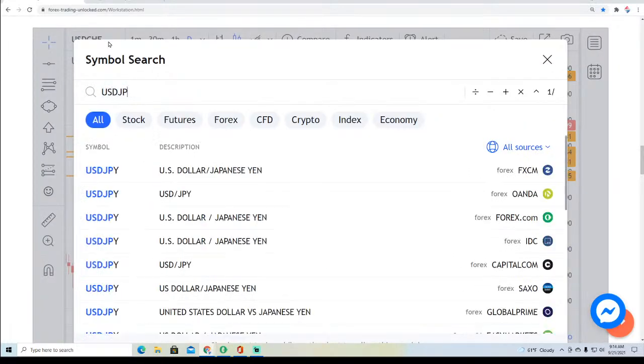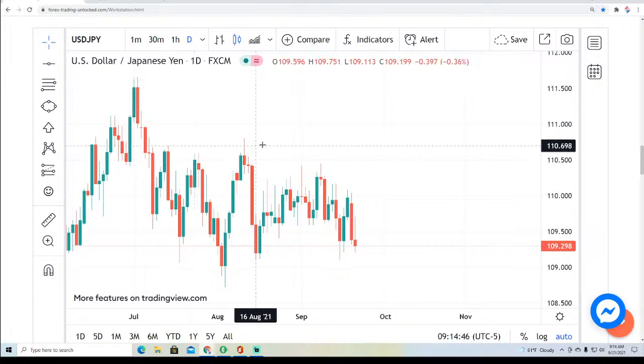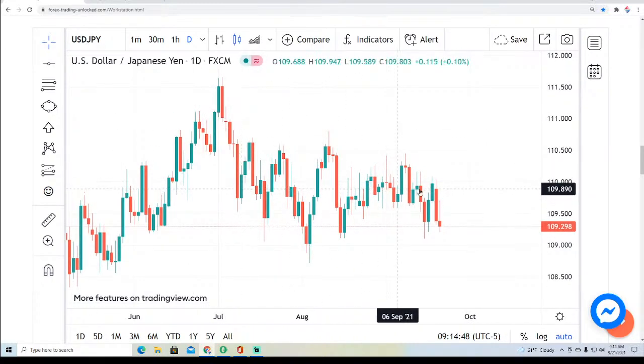Now let's look at the US dollar, Japanese yen. This is another one that we're long too. This one's been talked about as a chop fest.